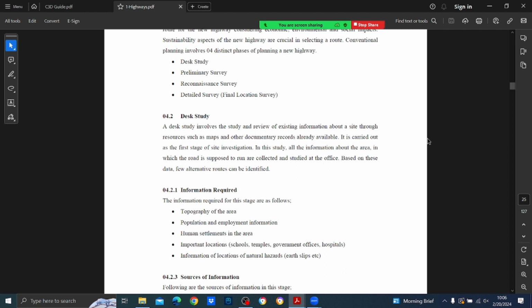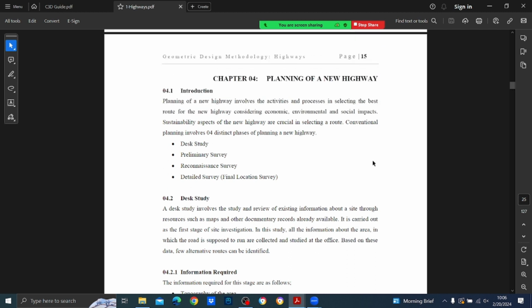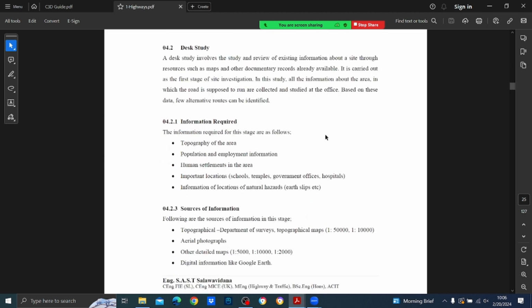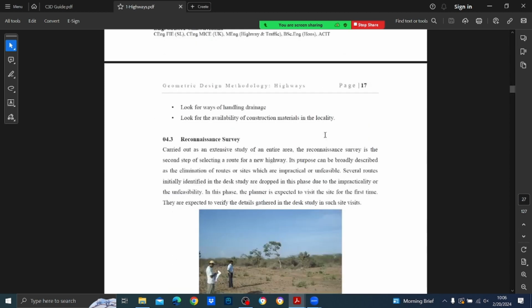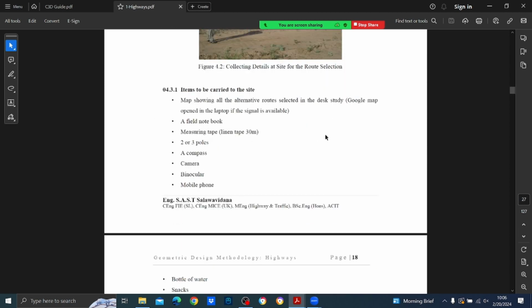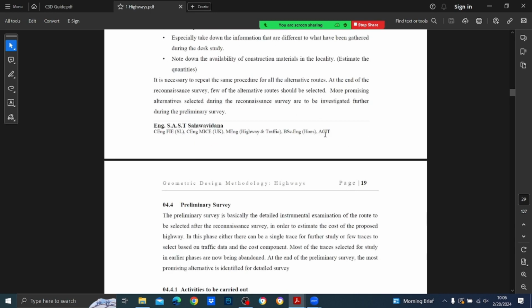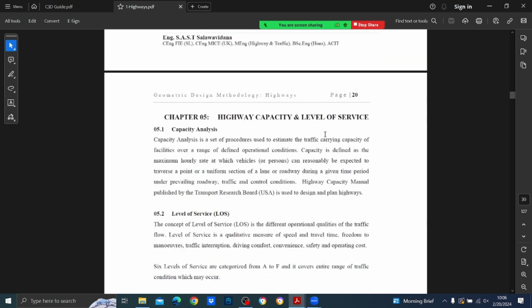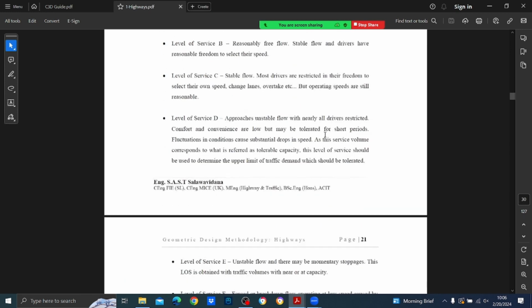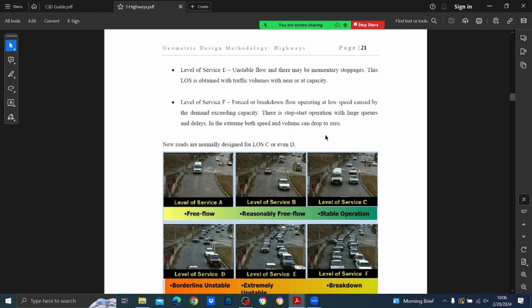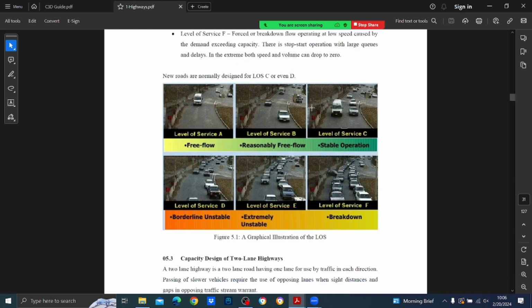Yeah, so these things I am not going to cover. Planning of a new highway. So everybody knows there are four phases, that is called a study, preliminary survey, reconnaissance survey, and detailed survey. So this is how we are planning a road. Okay, so that is not much relevant to our task here for the design. These are just for your information, so you can refer. And level of service also, that is something that you have to understand when you are going for design. But for our computer highway design, it is not that relevant.